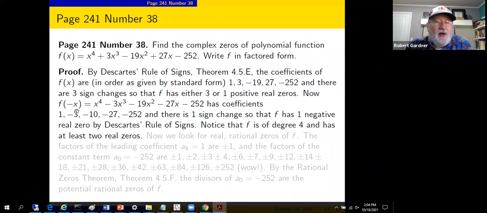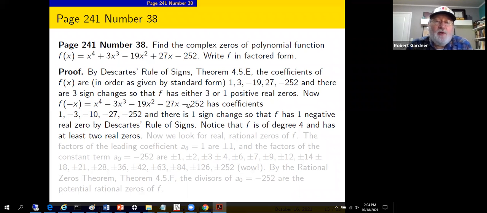We consider f of negative x. Replace x with negative x. The even exponents absorb that negative sign. The odd ones do not. So the 3x cubed up here will become a negative 3x cubed when we make the substitution. The 27x will become a negative 27x. The other coefficients remain the same, the ones corresponding to even exponents.